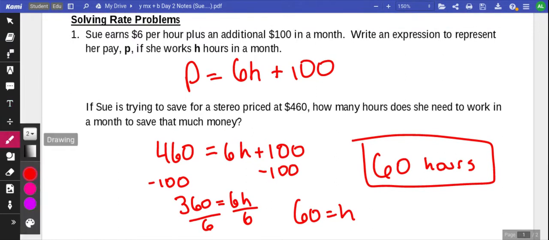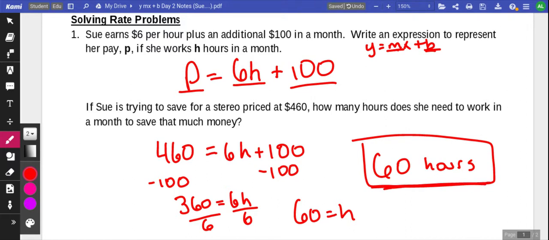y equals mx plus b problems, you always want to make sure you're identifying that rate and the starting value. So you're multiplying the rate of $6 per hour, adding on that 100, that gives you your total pay. All right, so it says if you want to make $460, you plug that in for your total pay, you solve out for your hours, and we should get 60 hours.